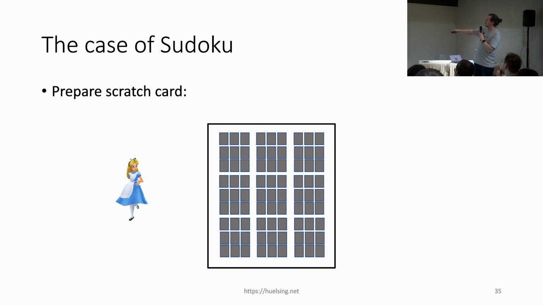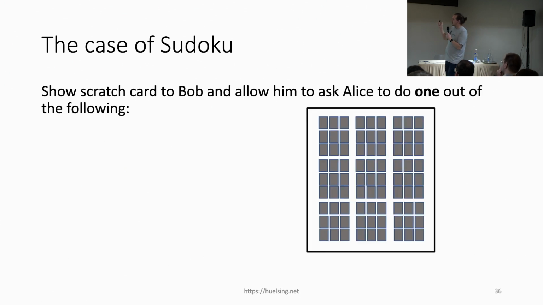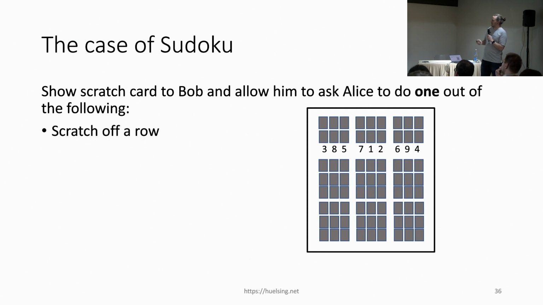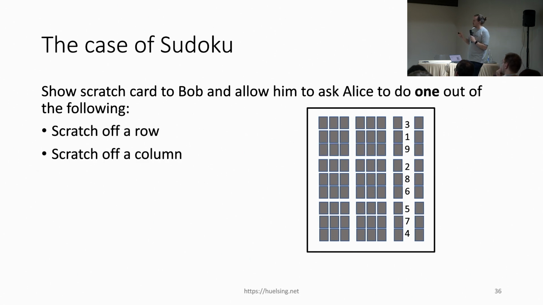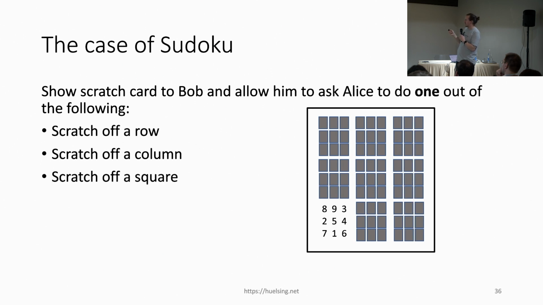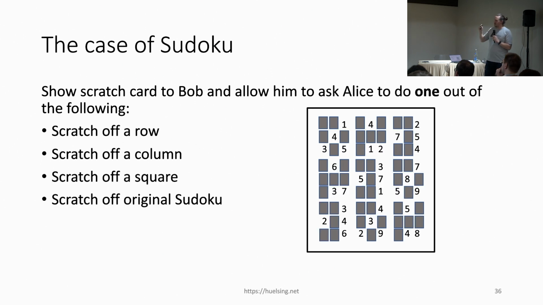Okay, so we have this commitment. And actually you're not committing to the full thing at once, but you're committing to every cell independently. And then Alice gives this to Bob and allows him to do one of the following things. So Bob can either scratch off a row, or he can scratch off a column, a square, or the original Sudoku.